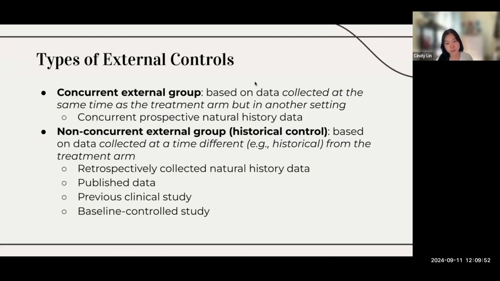Another type of external control group is called non-concurrent external groups, also known as historical controls. They are based on data collected at a time that is different from the treatment arm. Some examples include retrospectively collected natural history data, published data, as well as data from previous clinical studies or data from baseline control studies. Retrospective studies allow us to get insight into treatment effects without necessarily having to do new data collection. So it's a lot easier and time effective in a way.